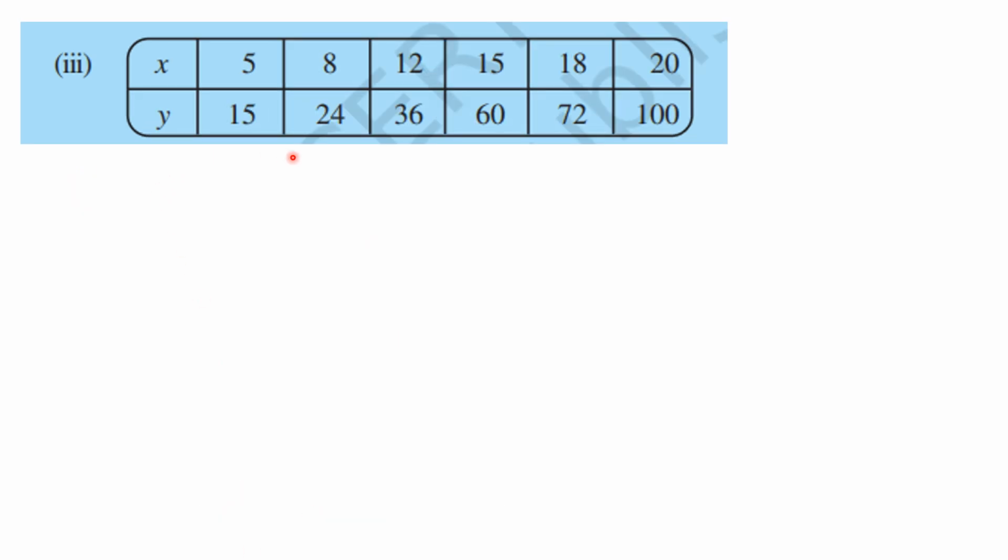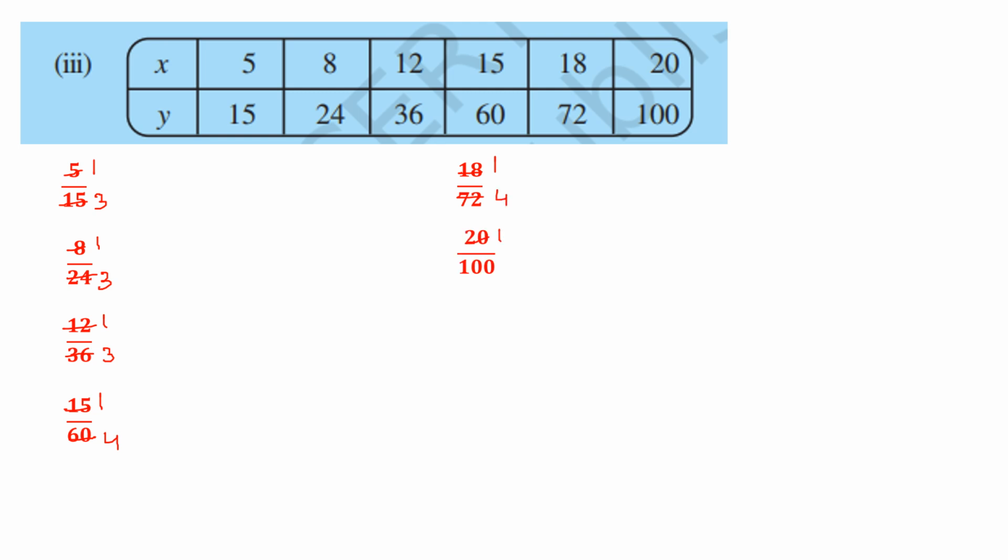So here also we have to see whether X and Y are directly proportional to each other or not. So again we have to find the ratio in each case. First of all, the ratio of 5 and 15. If I reduce it, it is 5 times 1, 5 times 3. Second one, 8 times 1, 8 times 3. Then 12 times 1, 12 times 3. 15 times 1 and 15 times 4 is 60. 18 times 1 and 18 times 4 is 72. 20 times 1 and 20 times 5.